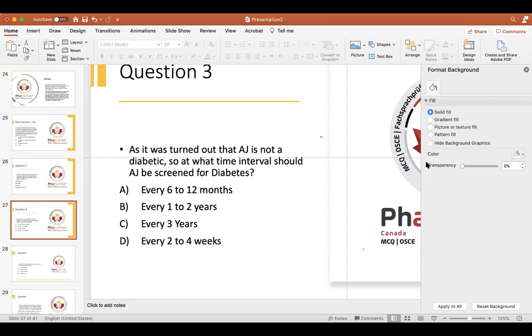Okay, Rima says yes, he has. Yes, he's pre-diabetic, so he has risk factors. Correct. Bravo. So what we have to do here is screen him every 6 to 12 months, because he has a risk factor. Apart from the age, the first criterion is the risk factor. Is there a risk factor or not? If yes, every 6 to 12 months.